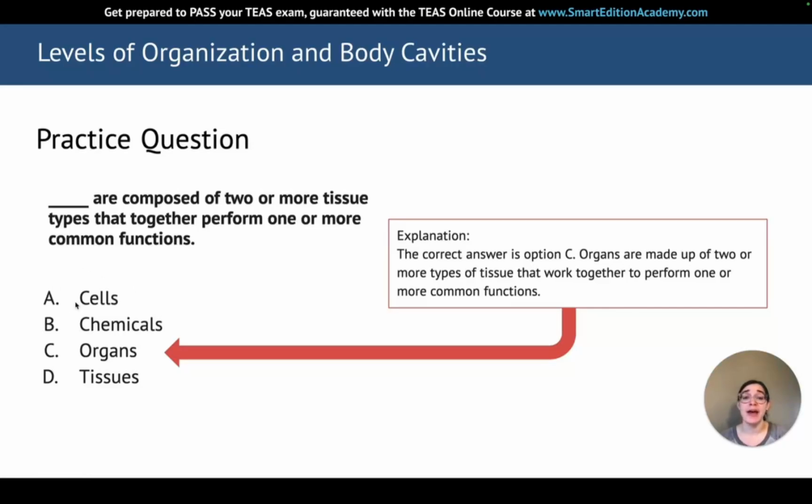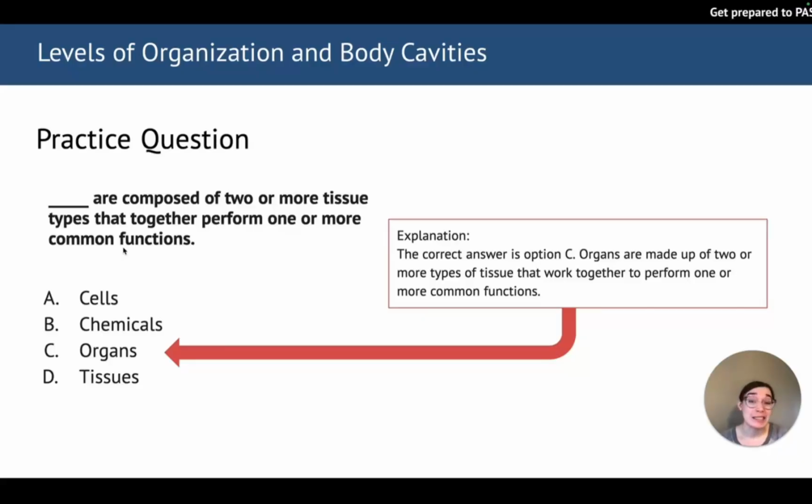Cells, again, are the smallest basic functional unit of life, and then chemicals, as we've seen, are made up of atoms and molecules, and is a compound or substance with a defined composition. So all three of these are smaller than the level of organization that we're being asked about in our practice question. So the correct answer is option C, organs.